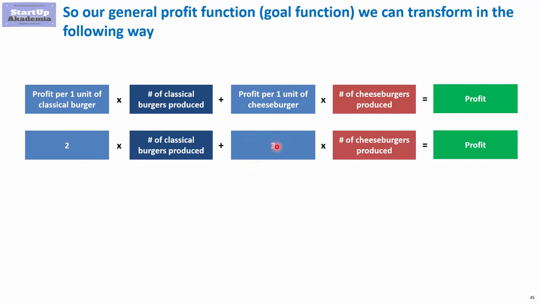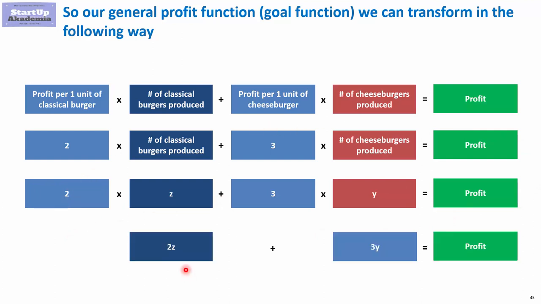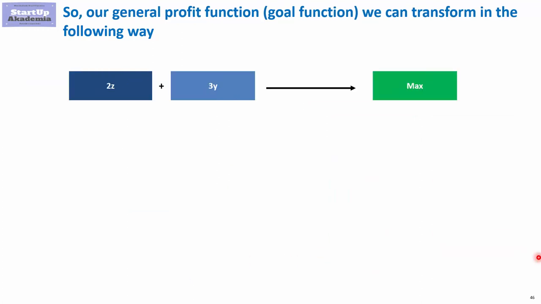As you might remember, we said that instead of having this long name, we're going to use just the variable Z, and then instead of having number of cheeseburgers produced, we're going to have the letter Y. So in other words, our equation will look like this. If we simplify it using the mathematical notation, we'll have 2Z plus 3Y is our profit. And as we said, we want to maximize it. So our goal function is to see, under the constraints we're going to define in a minute, what number of burgers will give us the maximal profit.